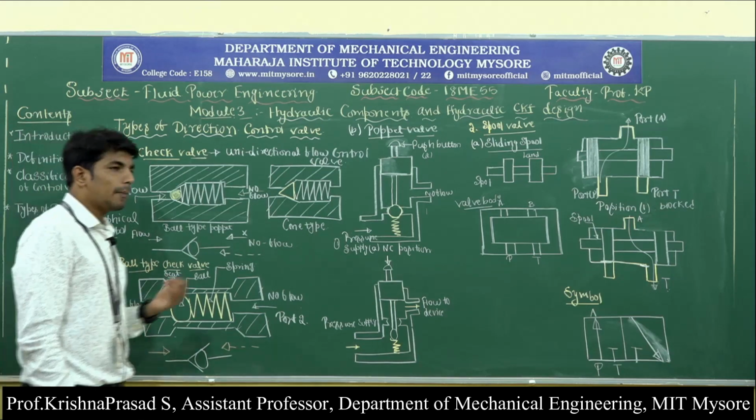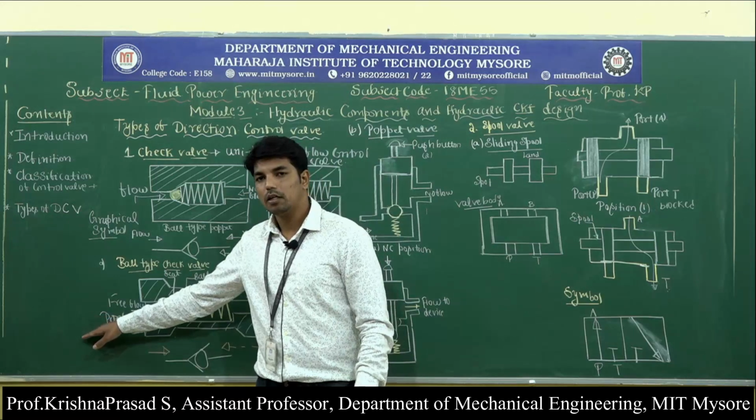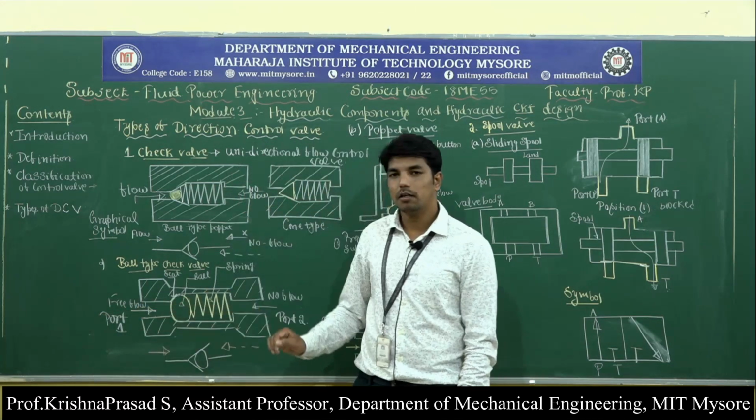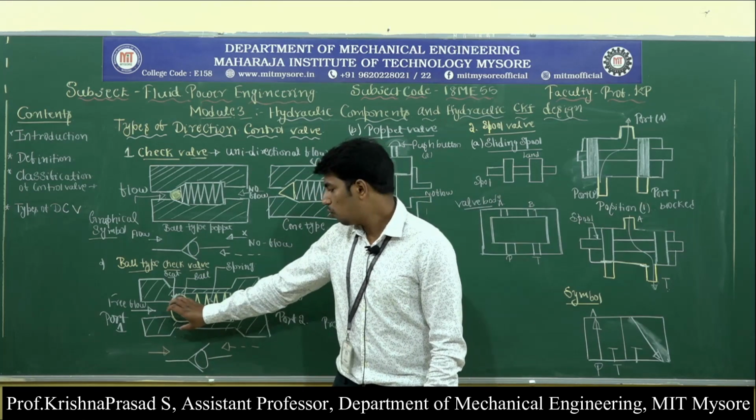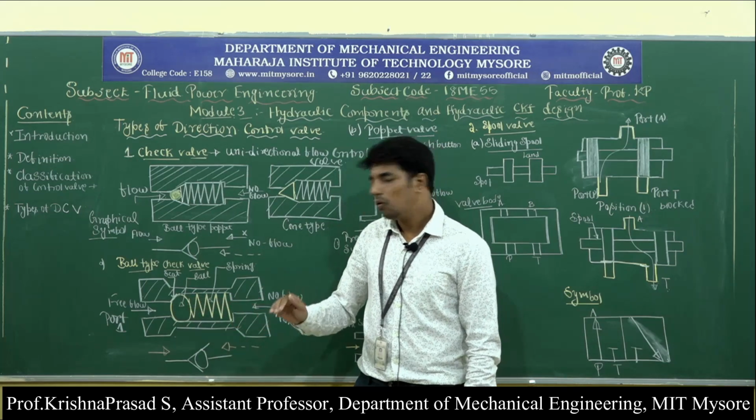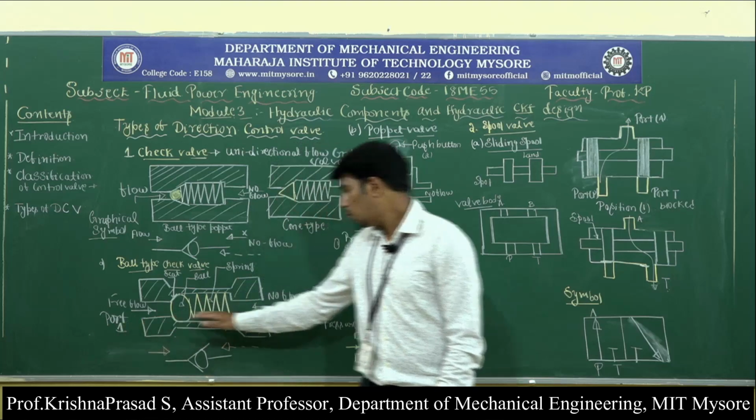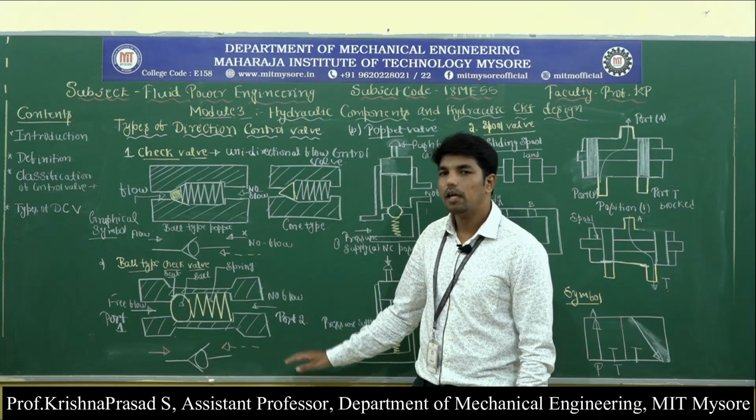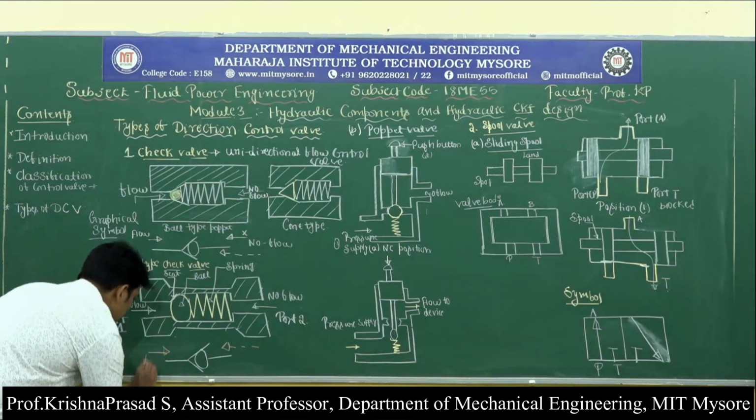So what happens during the operation? When highly pressurized fluid enters through the ball side, because of the high pressure, the ball lifts off its valve seat against the spring pressure. Now the pressurized fluid flows from port 1 to port 2. So this is the flow direction. Observe here, this is the flow direction.